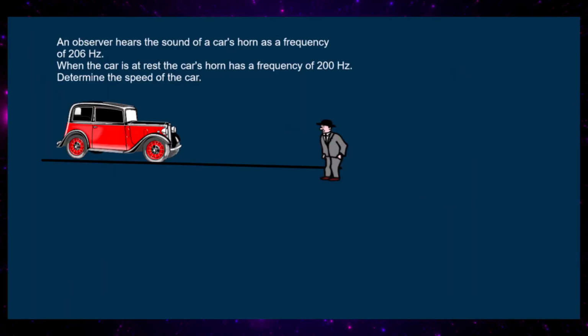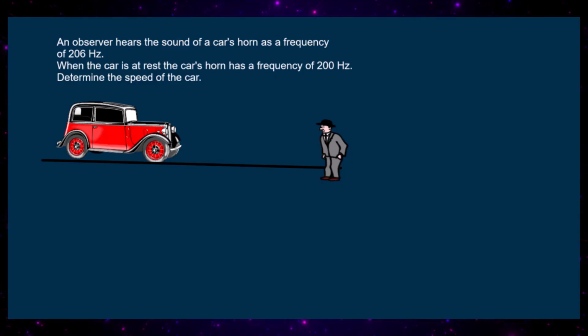Here's one of these awkward Doppler effect problems. An observer hears the sound of a car's horn at a frequency of 206 Hz. When the car is at rest, the car's horn has a frequency of 200 Hz. And we've got to determine the speed of the car.